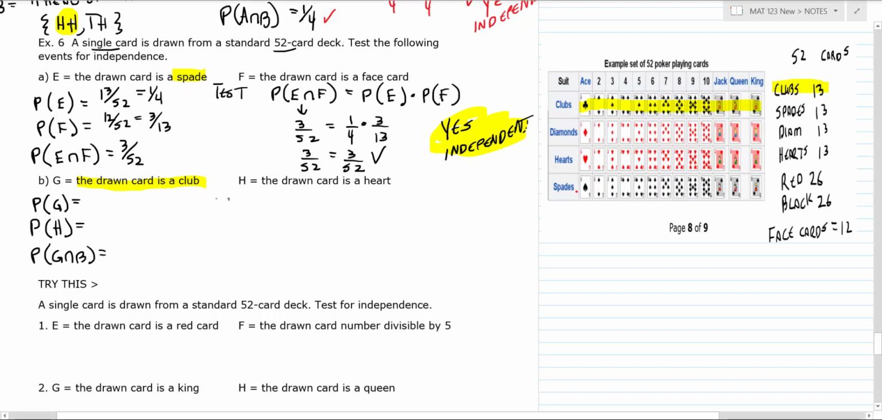Okay, that's 13 out of 52. I'm going to reduce that fraction. You could use your calculator. That gives 1/4. Okay, the probability of a heart, what is that?